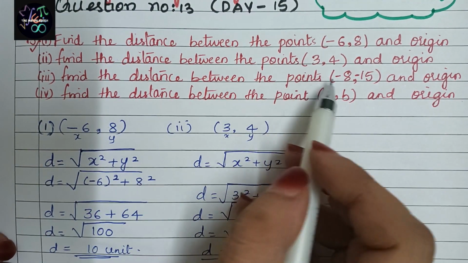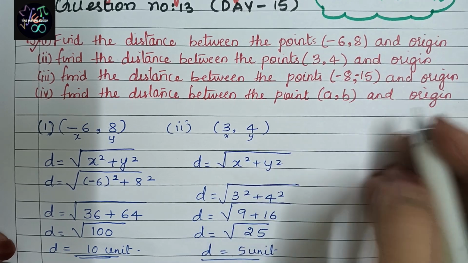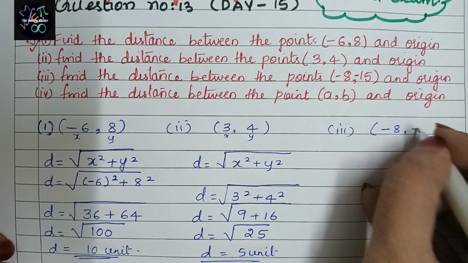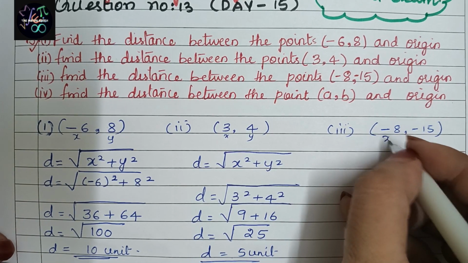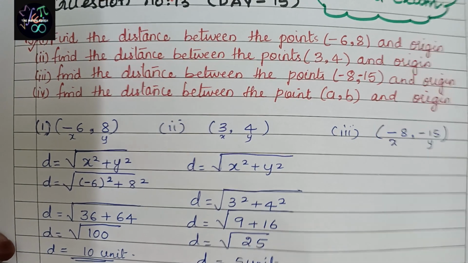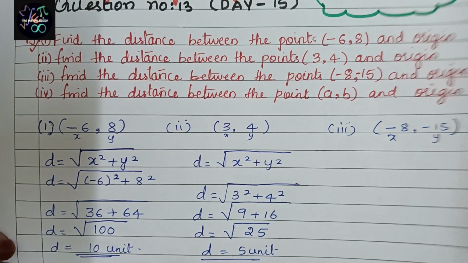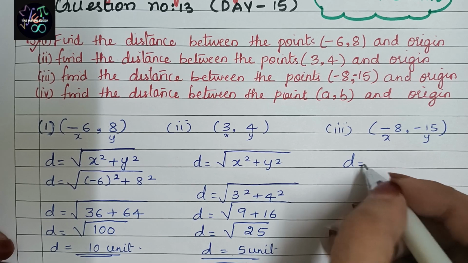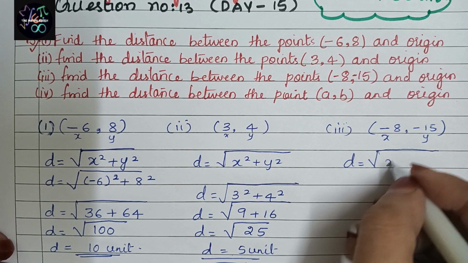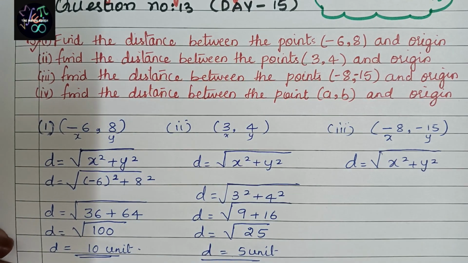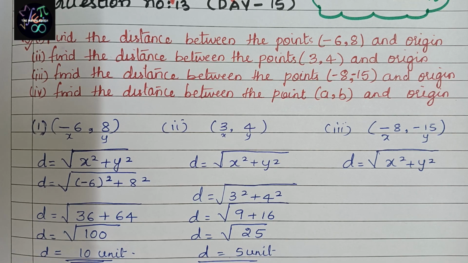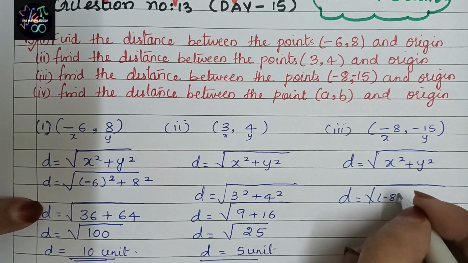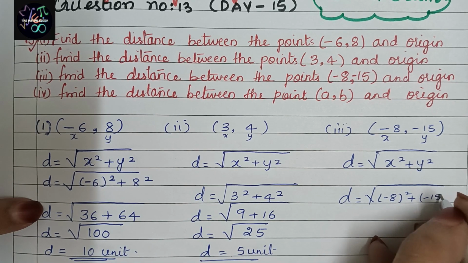Let us see the third question here. Find the distance between point minus 8 comma minus 15 and origin. So here the point is minus 8 comma minus 15, x value, y value. So here same, D is equal to root of x square plus y square. This is the formula to find the distance from the origin. So D is equal to root of x value minus 8 square plus y value minus 15 square.